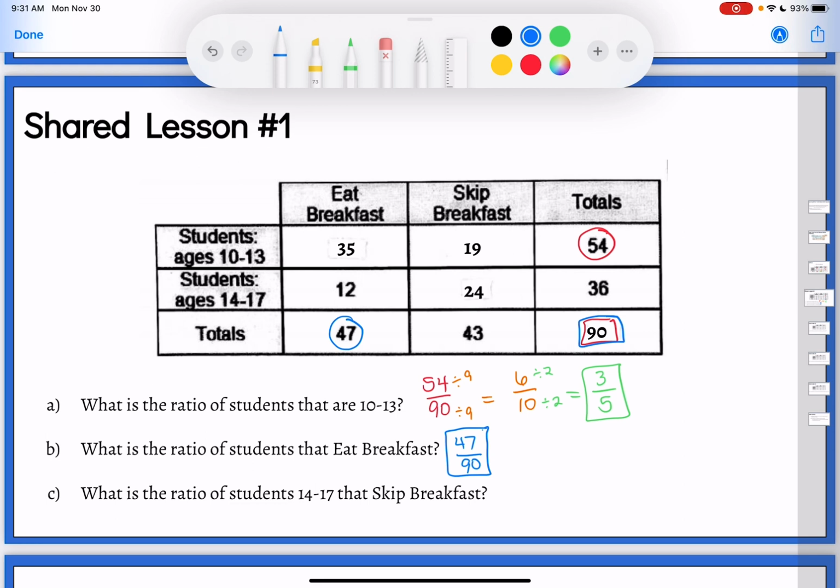Sometimes that's what we need, and you can kind of use that to compare. Let's see, 47 to 43. Yeah, that's pretty evenly split between students who eat breakfast and those who don't eat breakfast. Interesting. Okay.